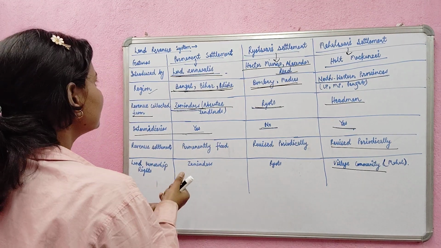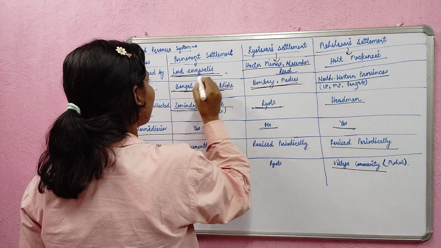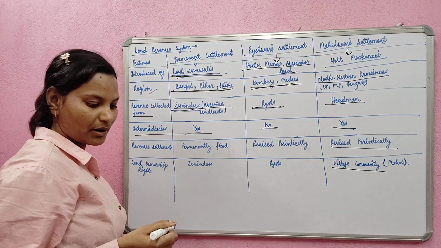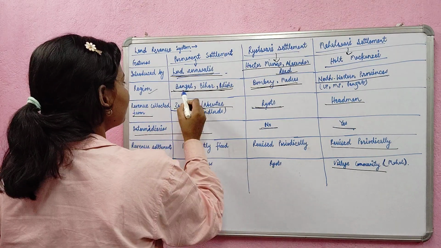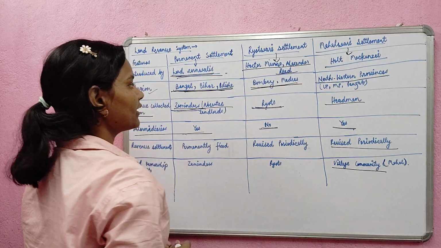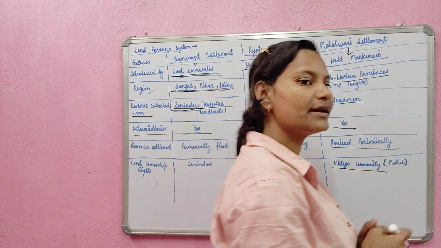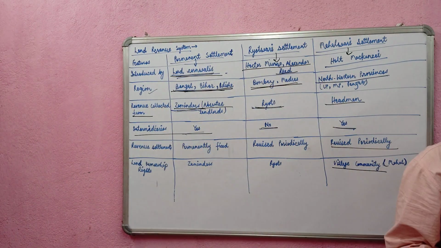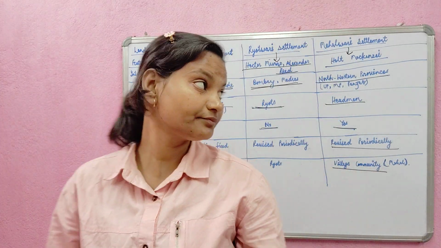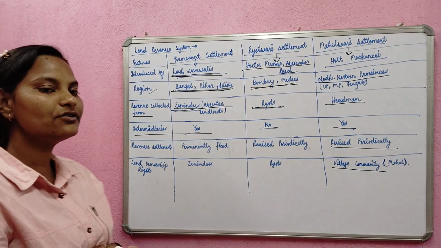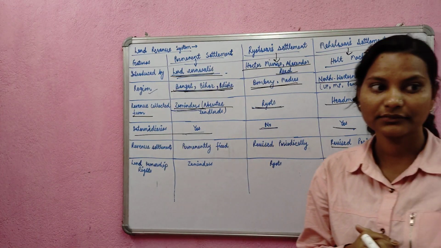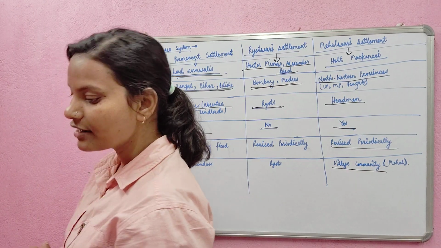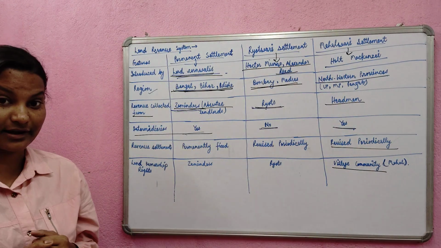The Permanent Settlement was introduced by Lord Cornwallis. It was implemented in the region of Bengal, Bihar and Orissa. The revenue was collected from the Zamindars, and Zamindars were called the absentee landlords.